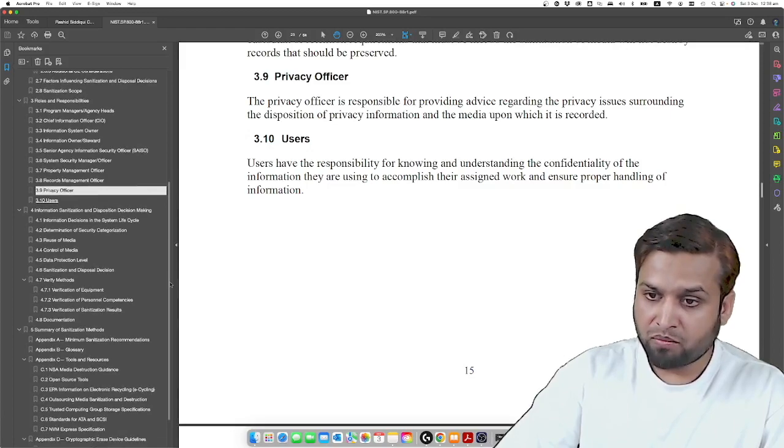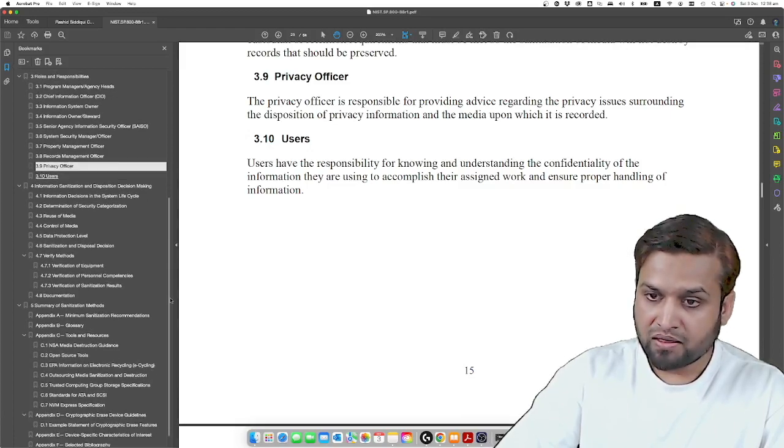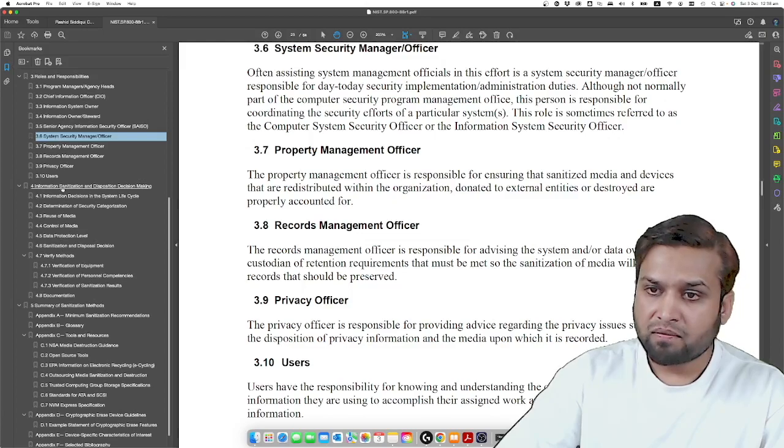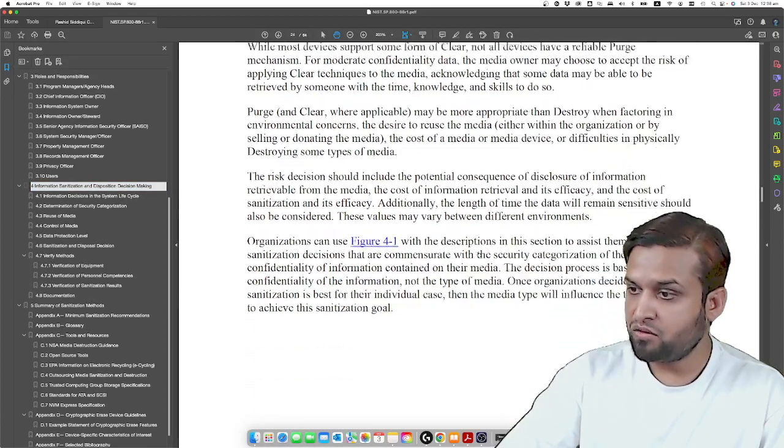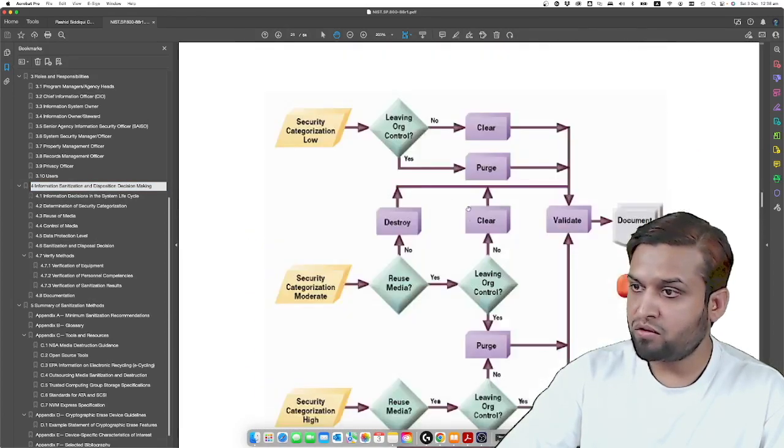What is the important topic here is, I will come directly to that, which is decision making. Yeah, so this section 4, which is information sanitization and disposition decision making. This is the main thing. You can go directly to this figure 4.1.